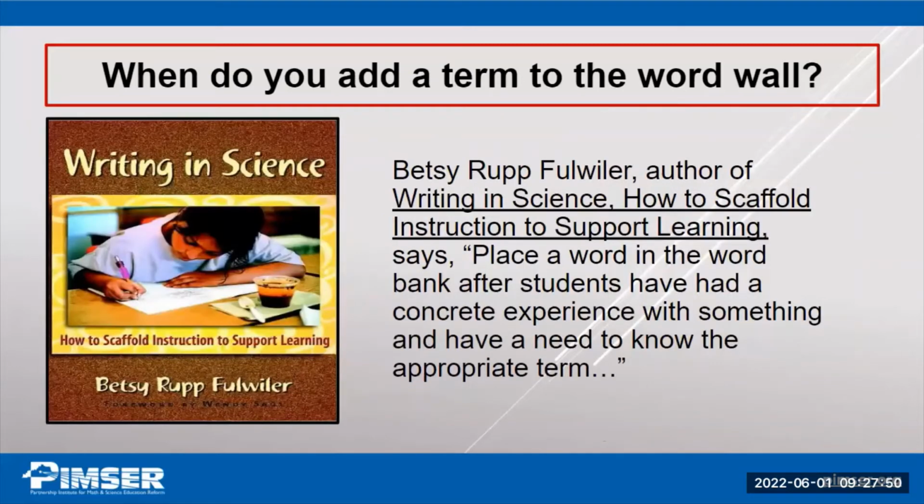Betsy Rupfel-Weiler, the author of Writing in Science, How to Scaffold Instruction to Support Learning, has this to say: "Place a word in the word bank after students have had a concrete experience with something and they have a need to know the appropriate term."